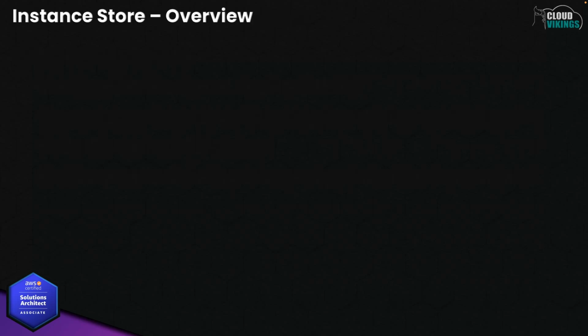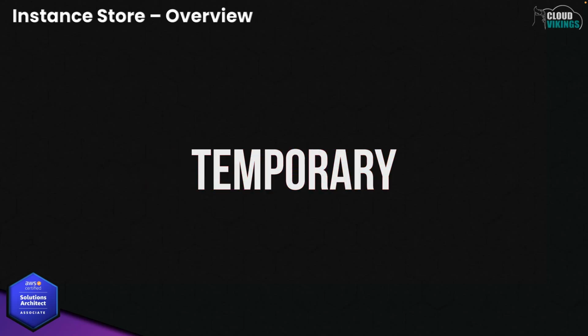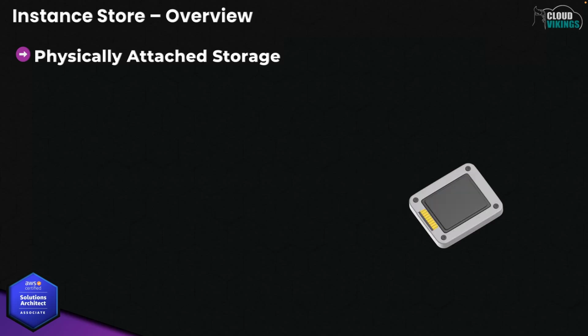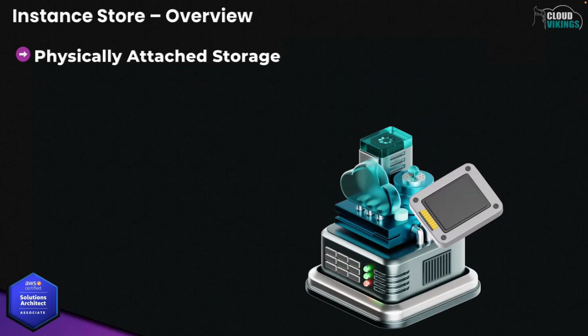Now let's switch gears and quickly talk about Instance Store, and the key word to remember here is temporary. Unlike EBS, which uses the network, Instance Store volumes are storage devices, often really fast SSDs, that are physically located on the same physical host server that our EC2 instance happens to be running on, and this direct attachment is key to its main benefit, which is speed.